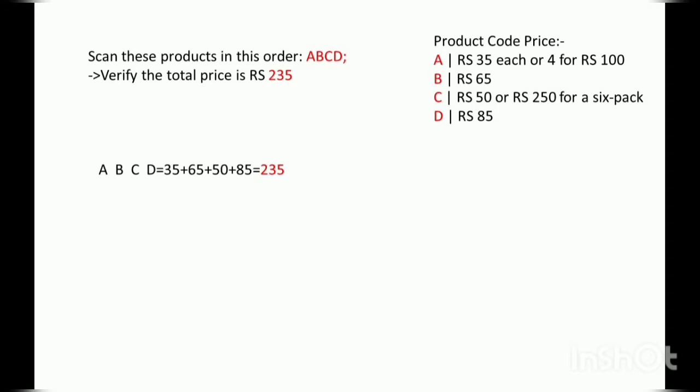Then the last test case, its value is rupees 235 for ABCD. So here every product code is calculated only one time. One A is calculated, that's why its value is rupees 35. B is calculated only one time, that's why its value is 65. For C its value is 50, and for D its value is 85, and the total value is rupees 235.